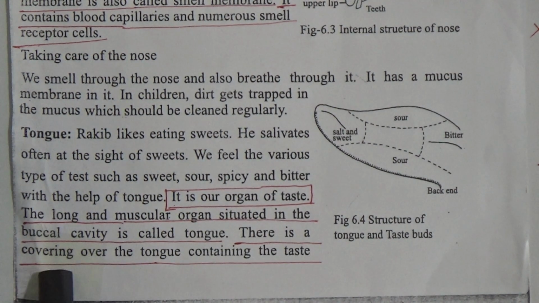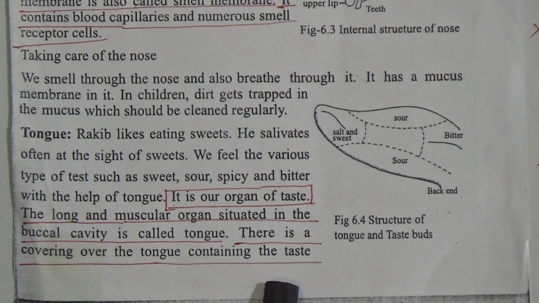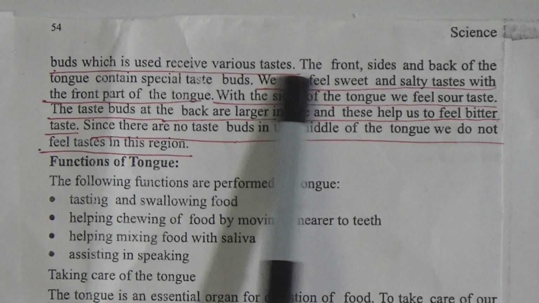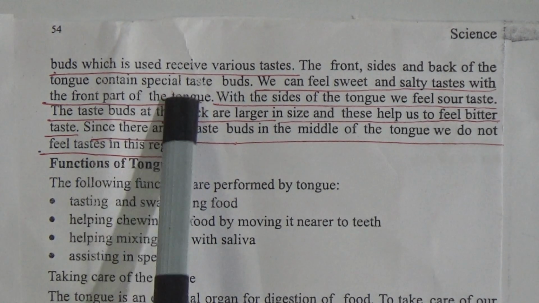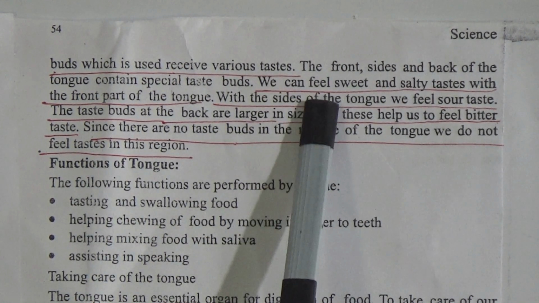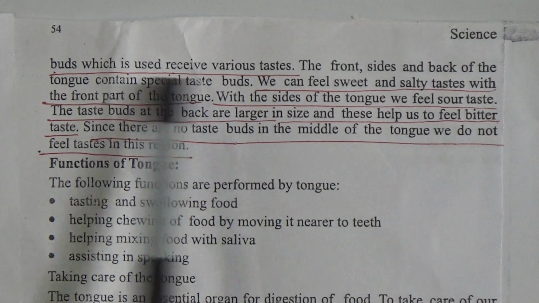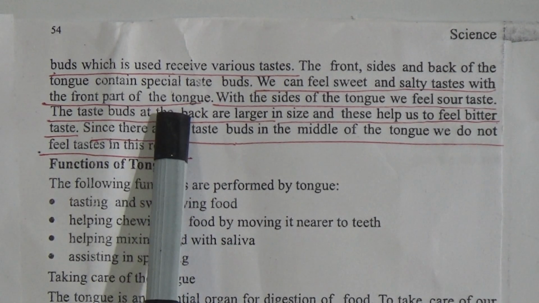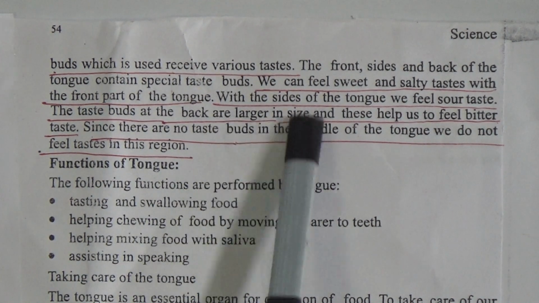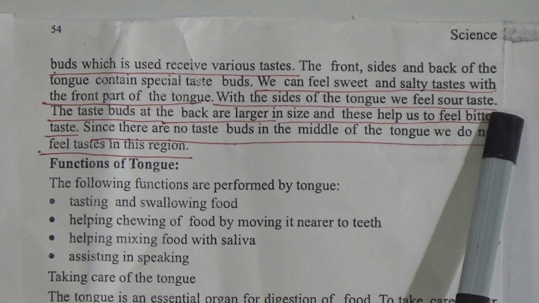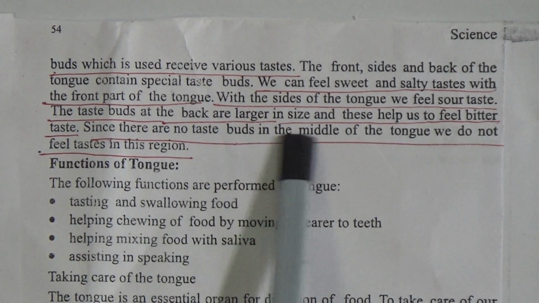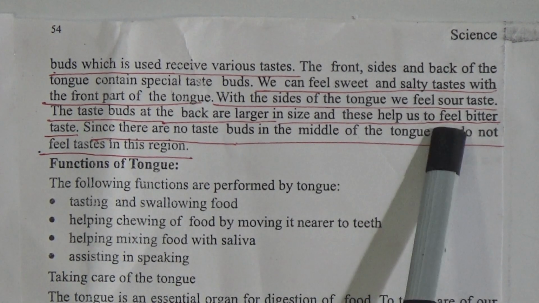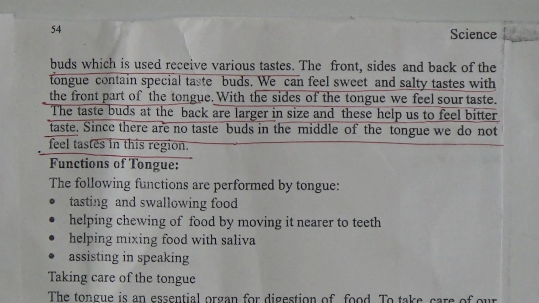There is a covering over the tongue containing the taste buds, which is used to receive various tastes. The front, sides and back of the tongue contain special taste buds. We can feel sweet and salty taste with the front part of the tongue. With the sides of the tongue, we feel sour taste, and the taste buds at the back are large in size, and this helps us to feel bitter taste.